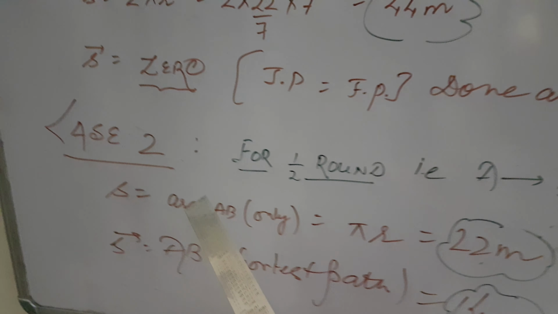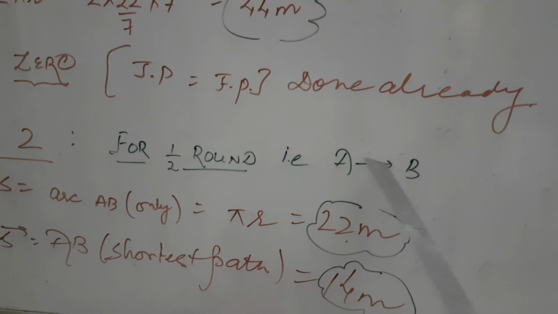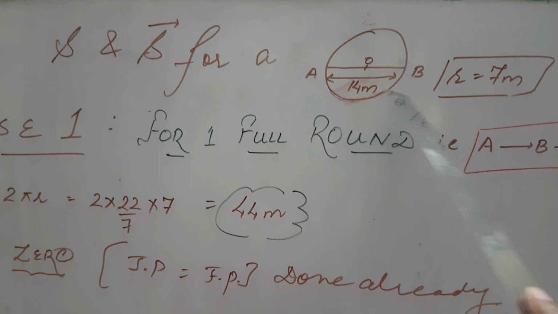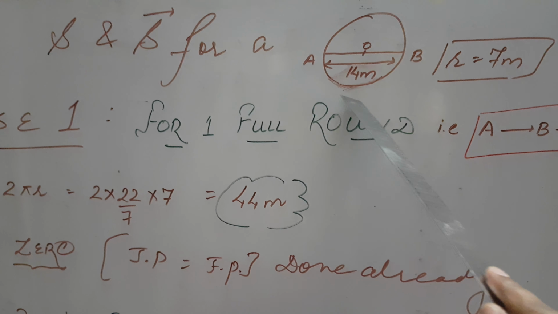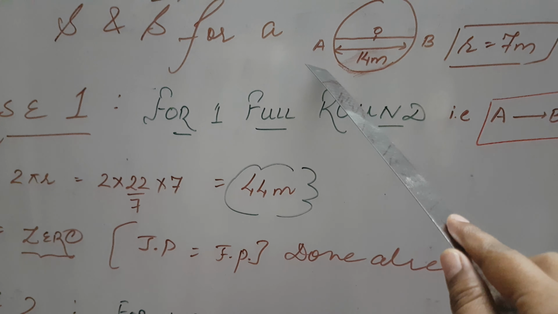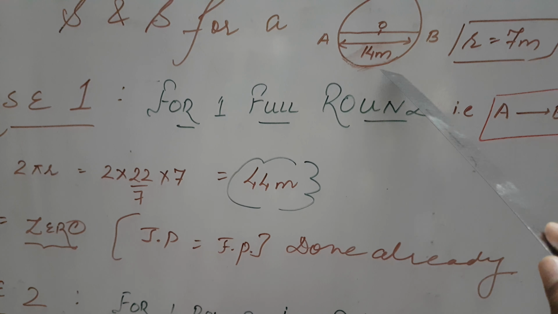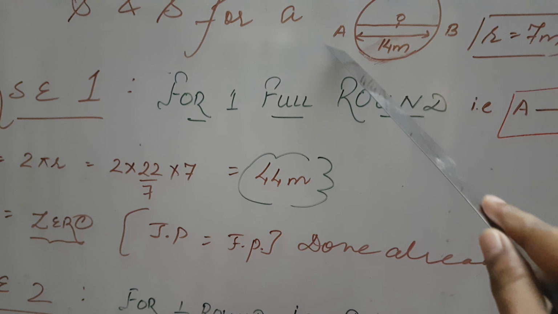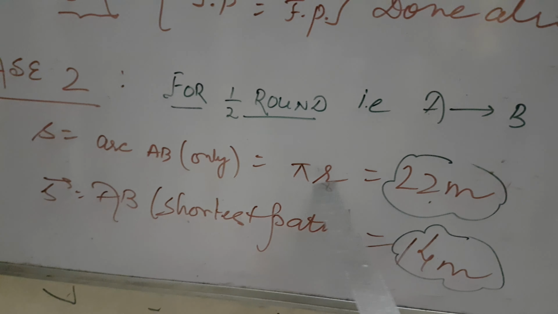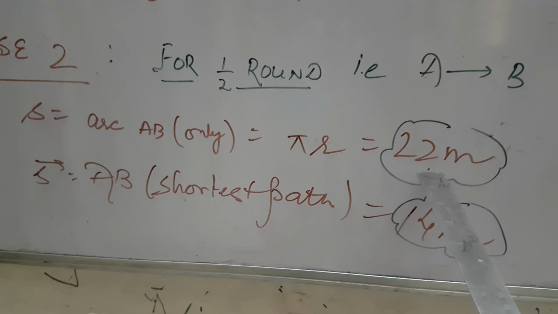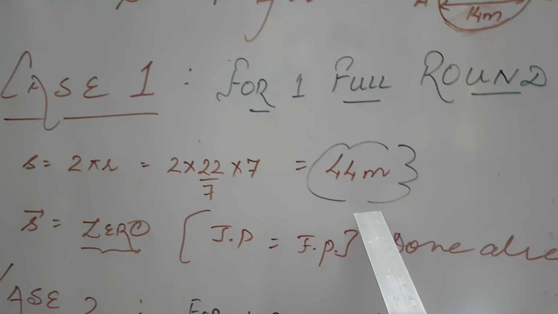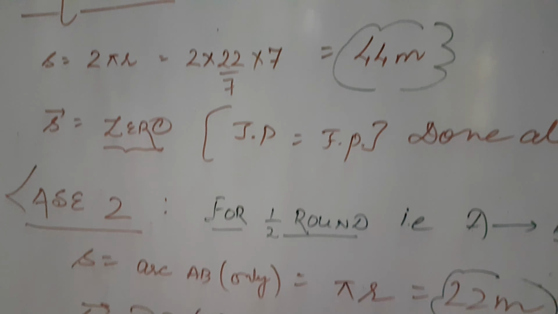So let us come to the calculation part for half round from A to B. From A to B, the body has chosen this curved path. This is actually half of the arc, a semi-arc. So this arc is the half of the circumference. We have written over here, this is pi r. So this pi r becomes equal to 22 meter, which is exactly half of 44 meter.